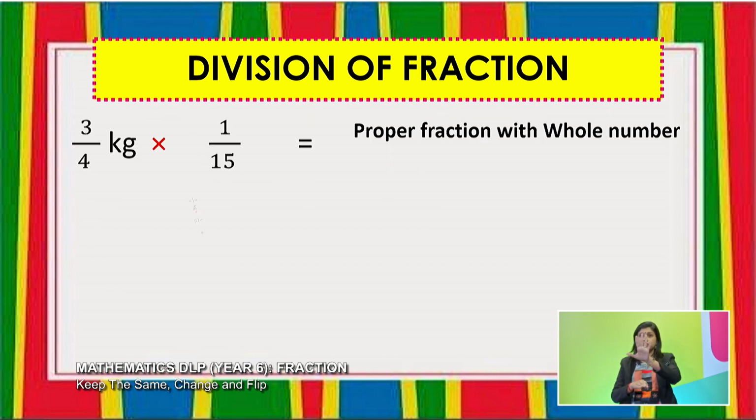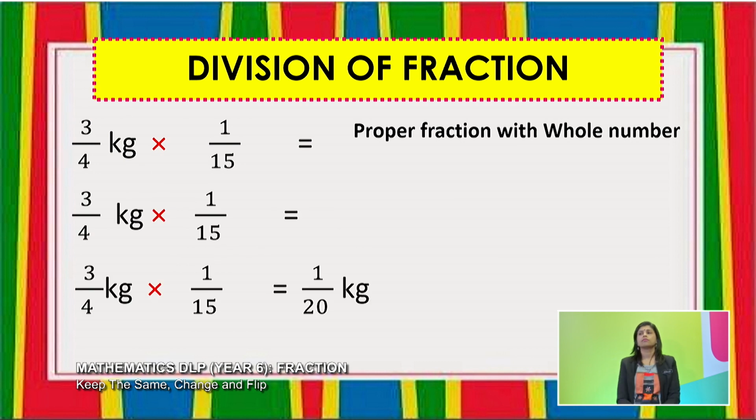So the solution, if you see here, we can do the cancellation method, whereby the 3 and 15 you can cancel by 5. So you will get 1 there and 5 here, and then you multiply the numerator with numerator, denominator with denominator, then you'll get 1 over 20 kilograms. Yes, you are right.